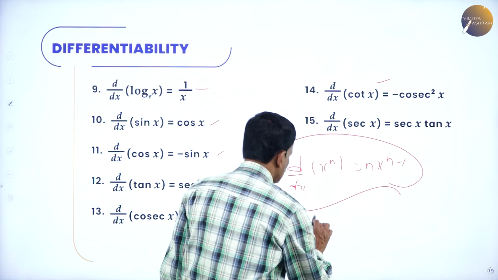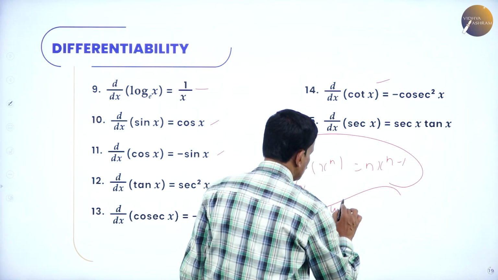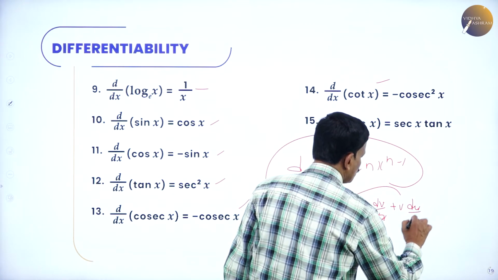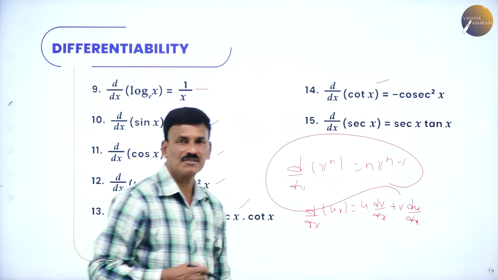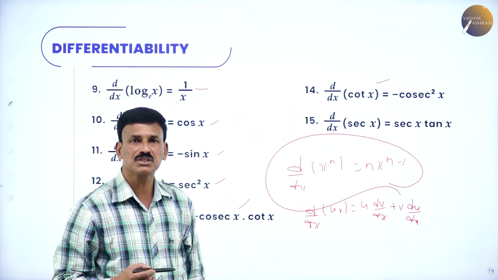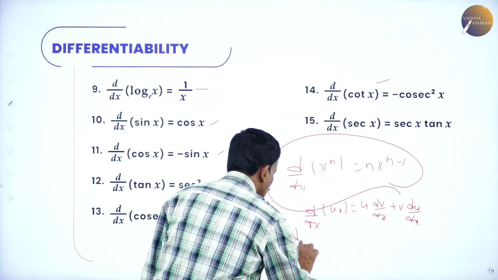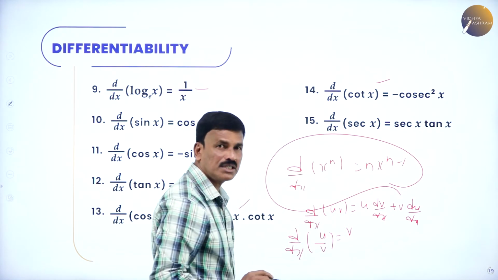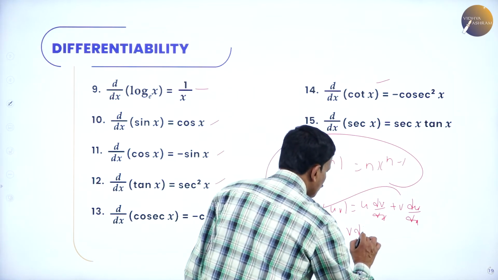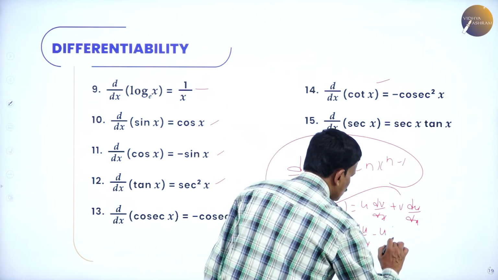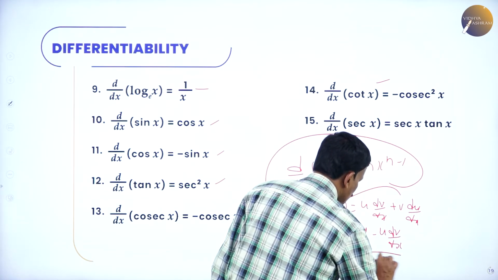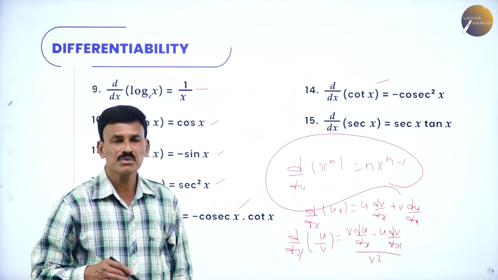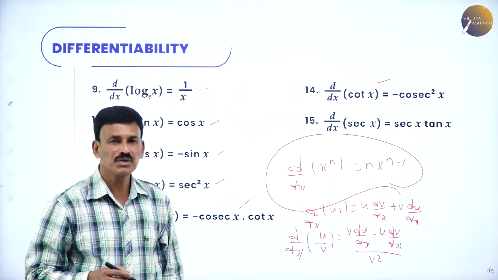Now, the product rule is d by dx of u into v is equal to u into dv by dx plus v into du by dx. First function into differentiation of second function plus second function into differentiation of first function. And you might have studied this also, d by dx of u by v: denominator into differentiation of numerator minus numerator into differentiation of denominator, divided by denominator square. So these are a few concepts you might have studied in your first PUC and your previous classes.